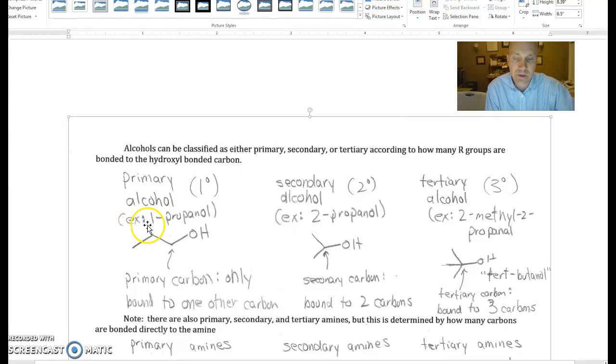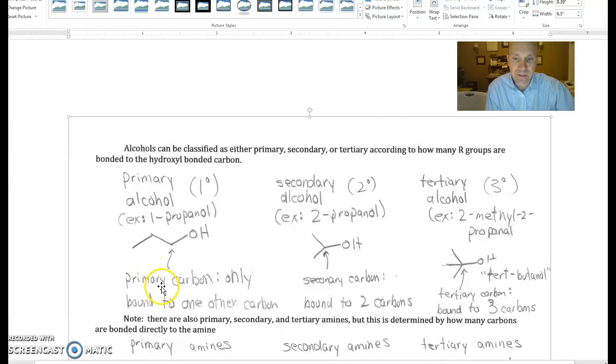An example of a primary alcohol would be 1-propanol. Ethanol would also be a primary alcohol. That's just, it would be missing this last carbon right here. So if you have a primary alcohol, the carbon that is attached to it would be considered the primary carbon.